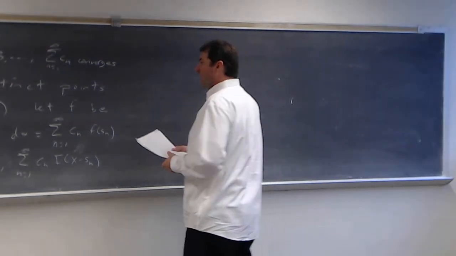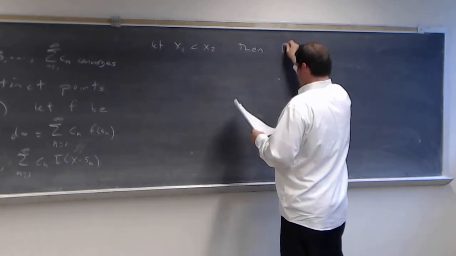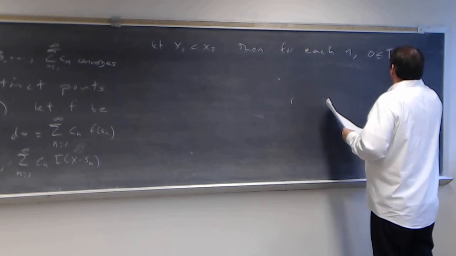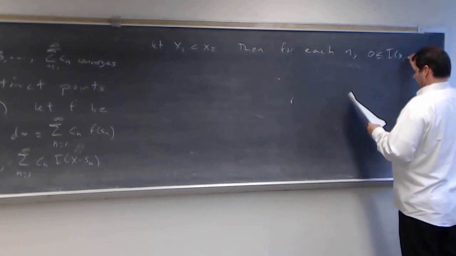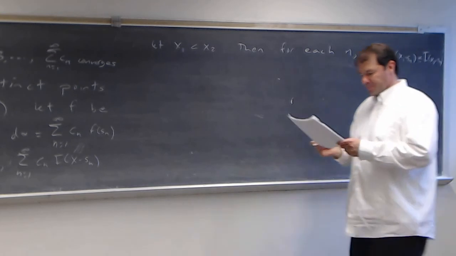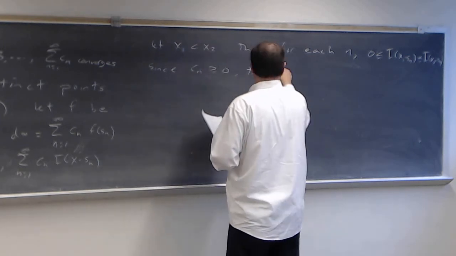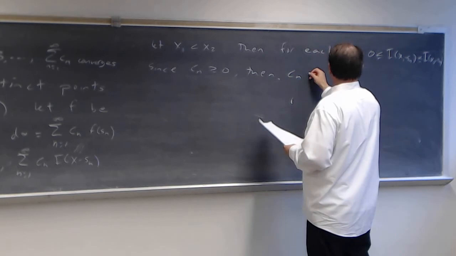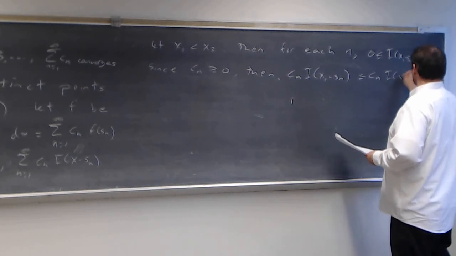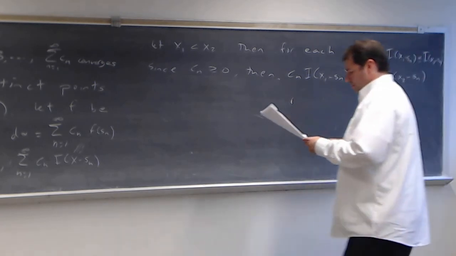We'd like for the alpha to be increasing, so let x sub 1 be less than x sub 2. Then, for each n, we have 0 is less than or equal to the step function of x sub 1 minus s sub n, which is less than or equal to the step function acting on x sub 2 minus s sub n. Since the C sub n's are always greater than or equal to 0, for fixed n we have C sub n times I of x sub 1 minus s sub n is less than or equal to C sub n times I of x sub 2 minus s sub n.